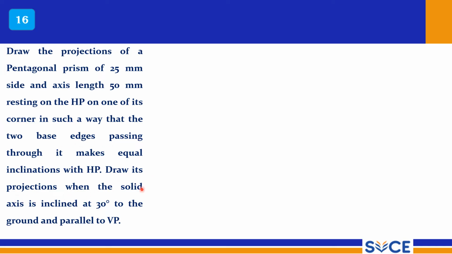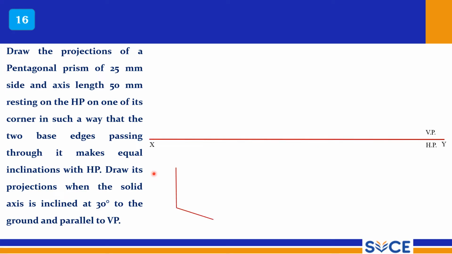Draw its projections when the solid axis is inclined at 30 degrees to ground and parallel to VP. In earlier cases we have seen it is resting on an edge, whereas here it is resting on a corner. That is the only difference, right? Otherwise the procedure is the same. Now you can see here, this is the corner on which it is going to rest, right? These two edges are now equally inclined to VP if I tilt it, right? So that is the way we need to project this.